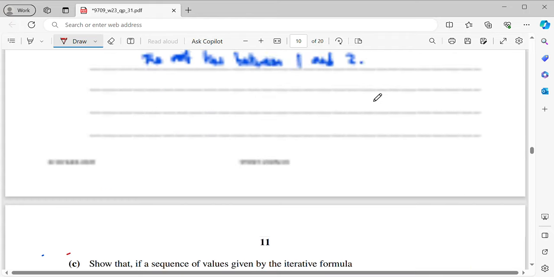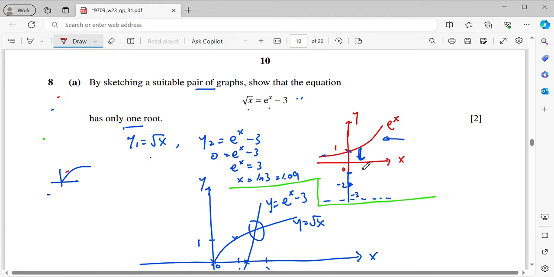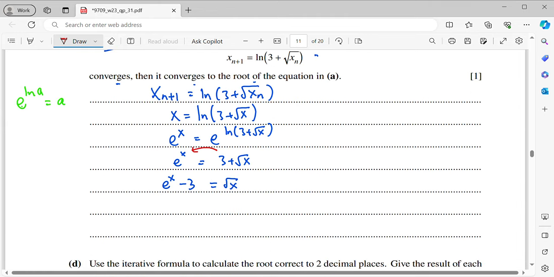So our part A is square root x equals to e^x minus 3. Okay, so therefore you can just write down the conclusion here. So the iterative formula converges to the root of the equation in A. Okay, so done for this part C.